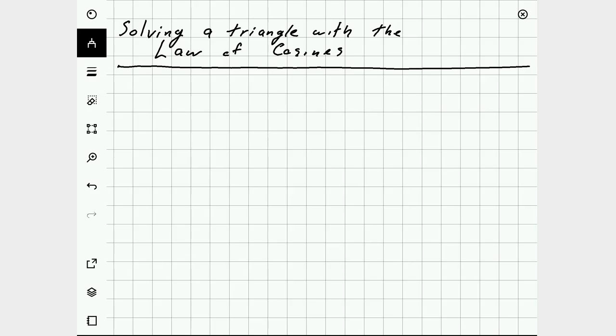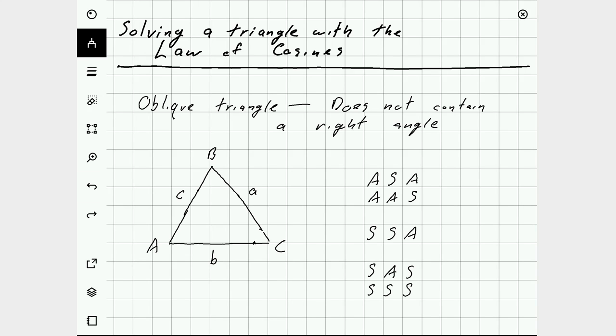Solving a triangle with the law of cosines. Once again, we're going to be looking at the case of an oblique triangle, a triangle which does not contain a right angle. We looked at using the law of sines to solve ASA, AAS, and SSA triangles, cases where you have a situation with an angle and the opposite side both known.